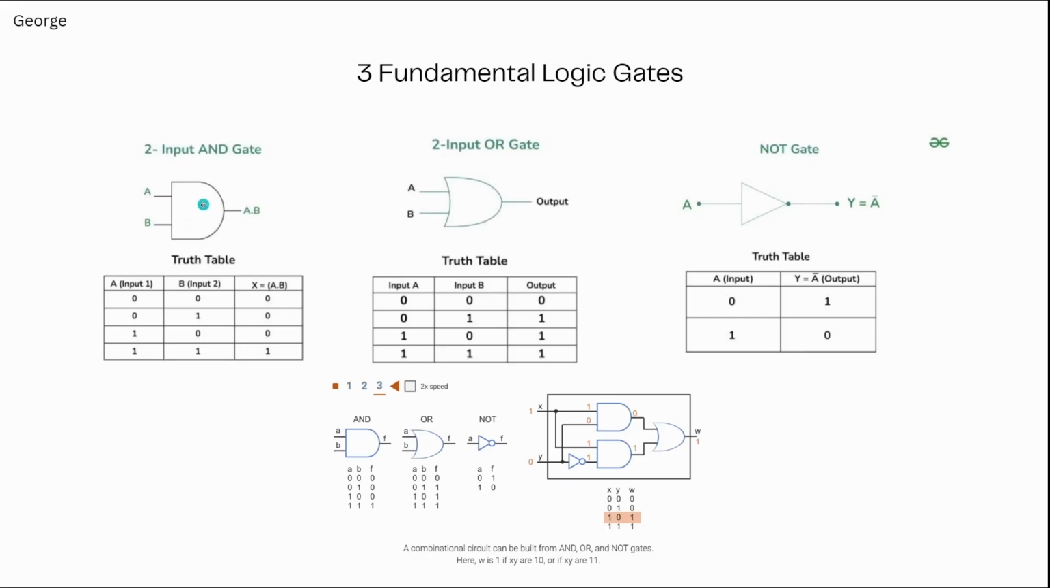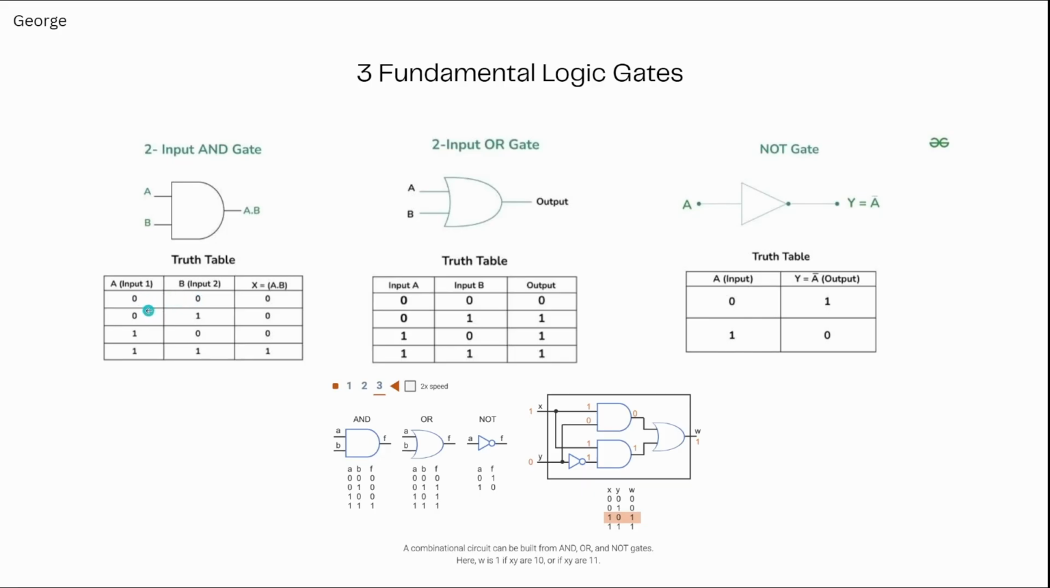So starting with the AND gate. The AND gate only outputs 1 if both inputs are 1. Similar to the AND operator in C++, where both have to be true for it to output true. As shown, the truth table pretty much shows you how the AND gate works.